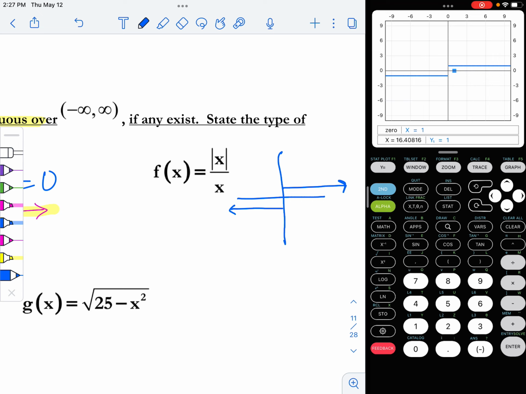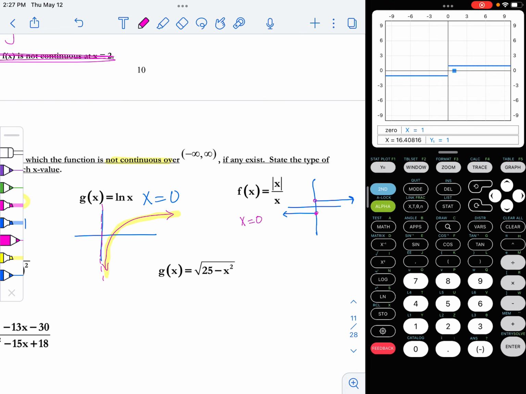So where we have an issue is we stop graphing one and we start graphing another. We actually have 2 holes there because you can never divide by 0. So where do we have an issue? We have an issue at x equals 0. And that is a graph that you definitely should remember what it looks like.